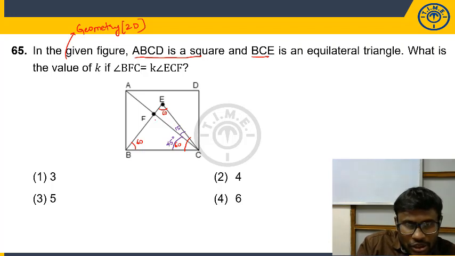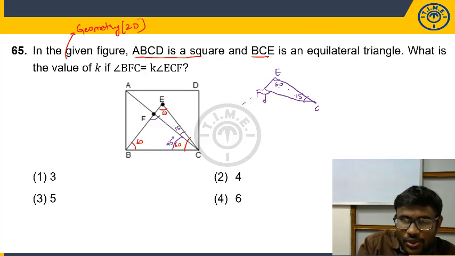BFC is nothing but the exterior angle of this triangle, no? Here I'm drawing EFC. So this is 15 and this is 60. This is nothing but the exterior angle of this triangle. What is an exterior angle? Exterior angle is equal to the sum of the opposite interior angles, that is 60 plus 15. So this has to be 75.